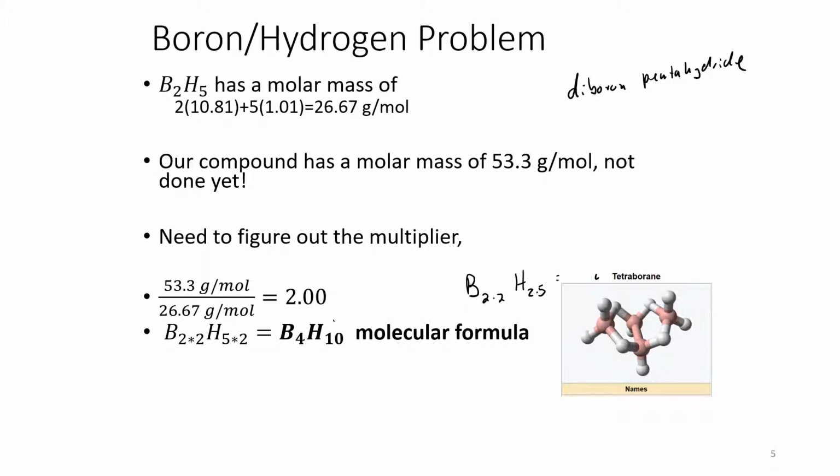Okay, so that's how we use empirical and molecular formulas. Typically for percent composition problems, you will first find the empirical formula, and then you will transition to a molecular formula, but only if you know more information, like the molecular molar mass.